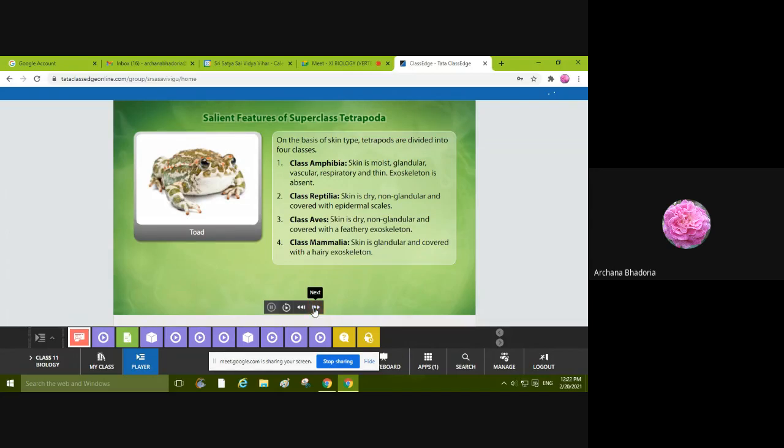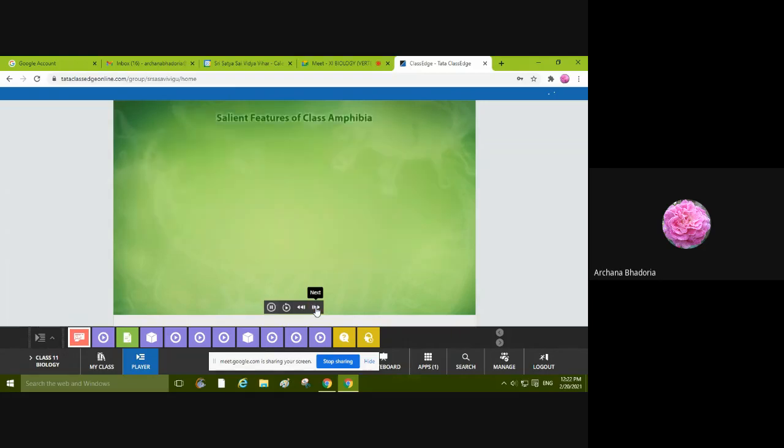Noted, everyone? Noted or not? Yes, ma'am. Okay. So amphibians, you remember the frog. Reptiles, the snake and lizard you remember. For aves, the birds you remember. Mammalia, you remember yourself, then monkeys, rats, they are all mammals.